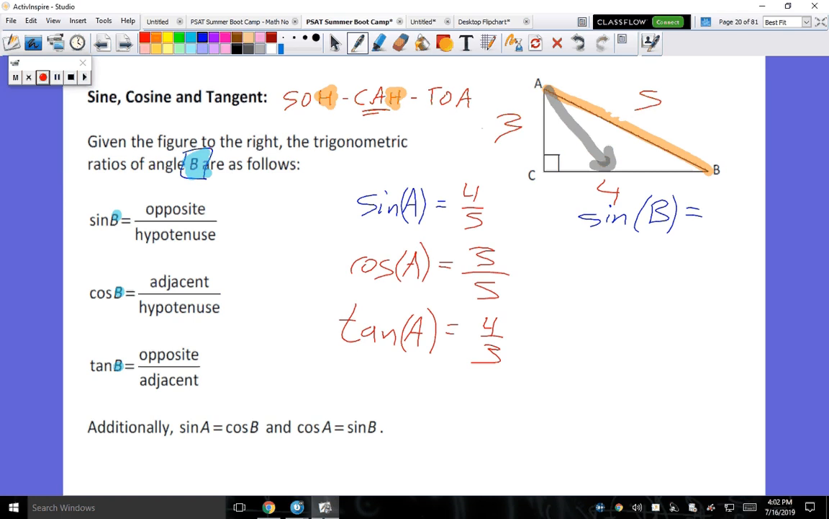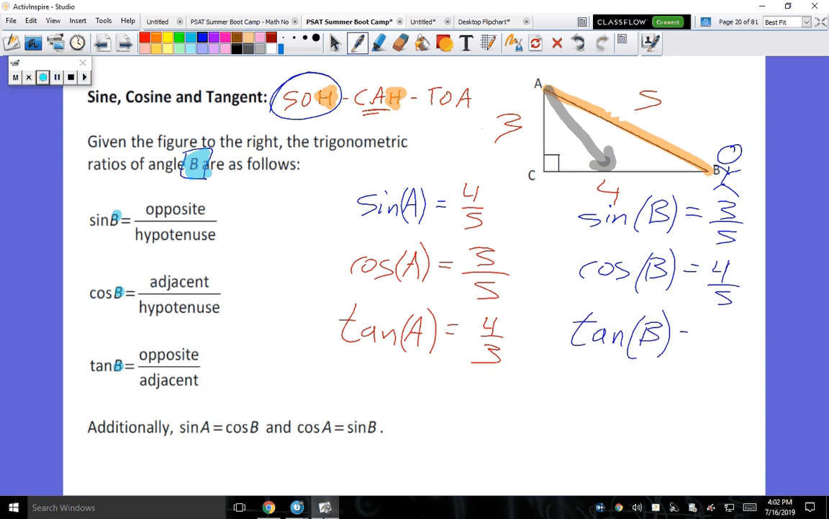Don't be shy. What's the sine? Otherwise, what's the opposite over hypotenuse if your angle is at B? 3/5. Okay, imagine the angle. That might help you a little bit more because you're answering faster. What's the cosine of B? 4/5.